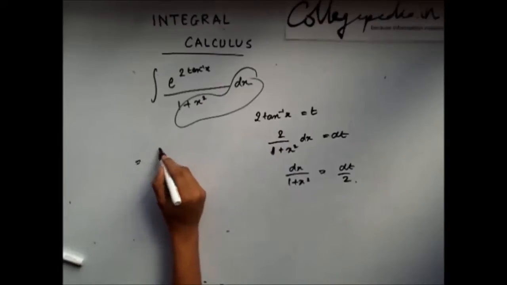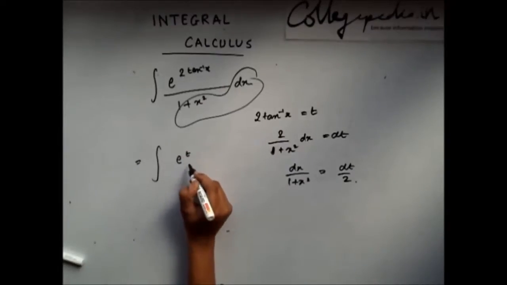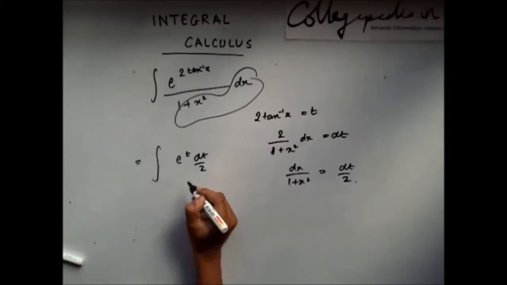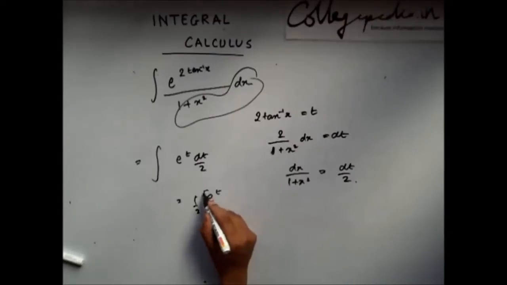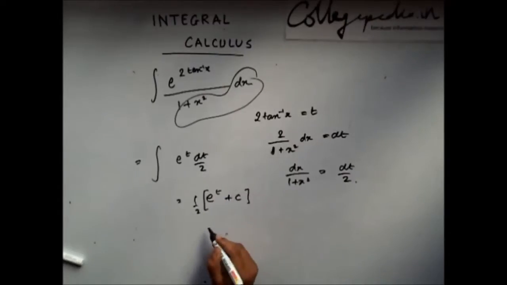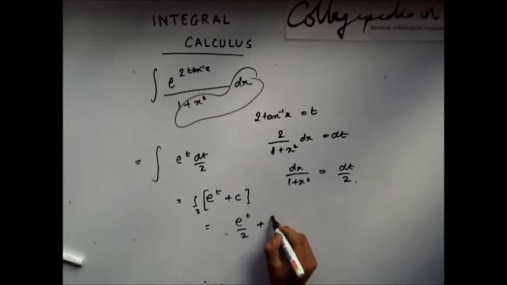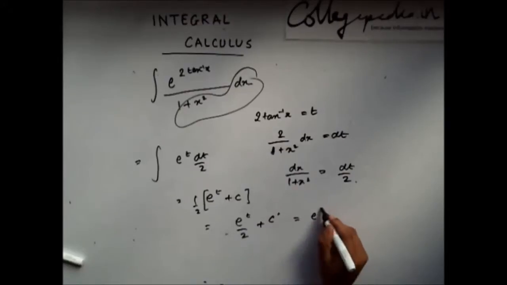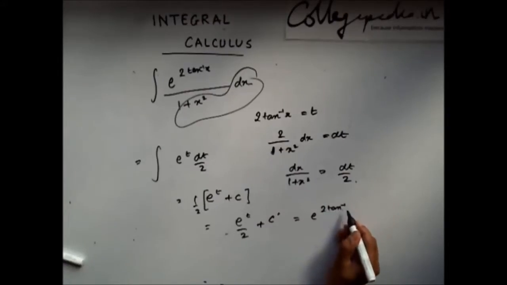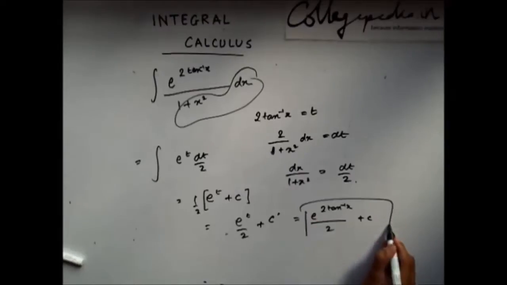So, this integration gets converted to e to the power t dt by 2, whose solution you know is e to the t by 2 plus c, where c by 2 is some new constant c dash. Now, I'll replace t with 2 tan inverse x. So, this is my final solution.